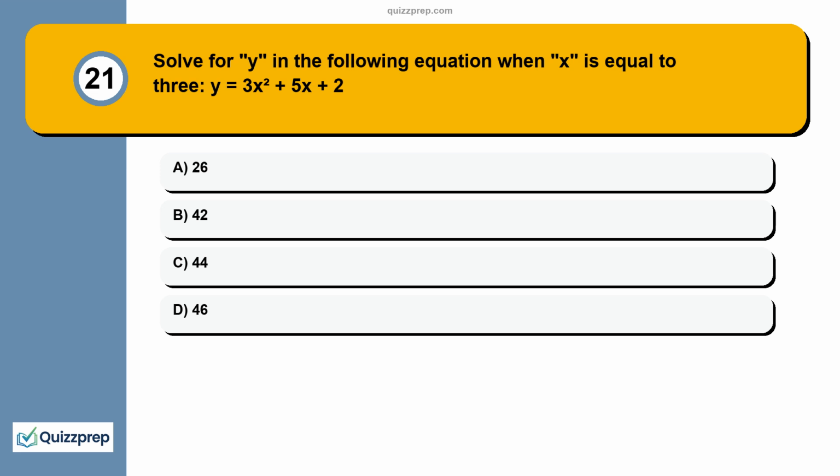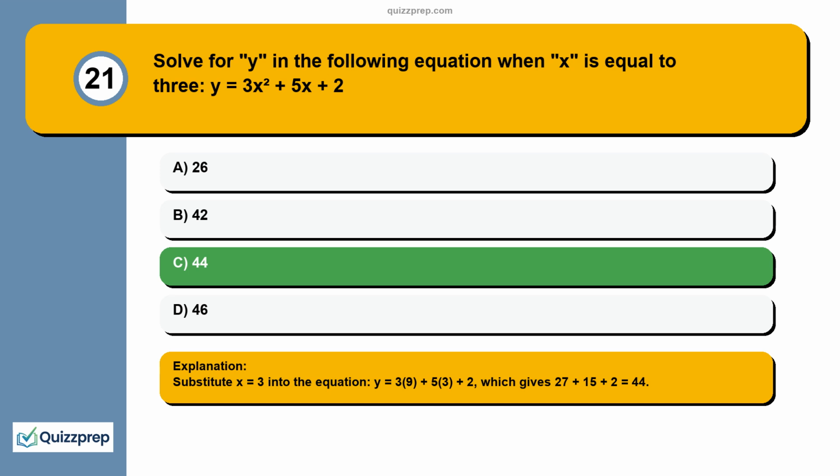Question 21. Solve for y in the following equation when x is equal to 3. y equals 3x² plus 5x plus 2. 26, 42, 44, 46. Substitute x equals 3 into the equation: y equals 3(9) plus 5(3) plus 2, which gives 27 plus 15 plus 2 equals 44.